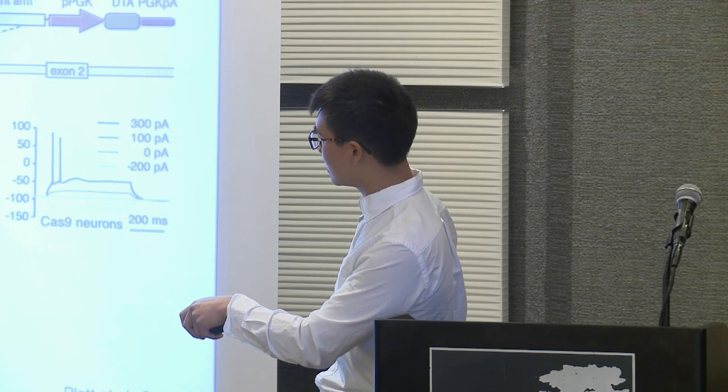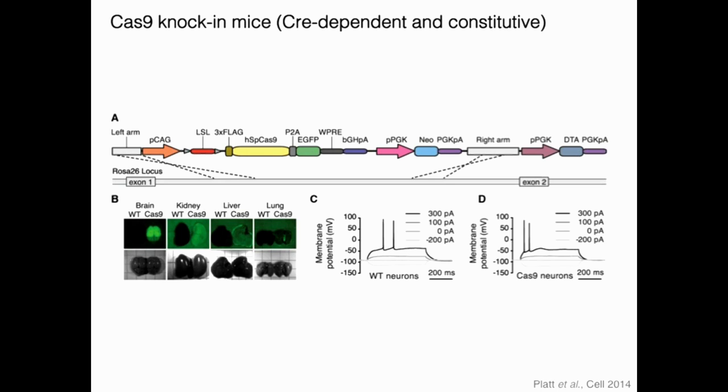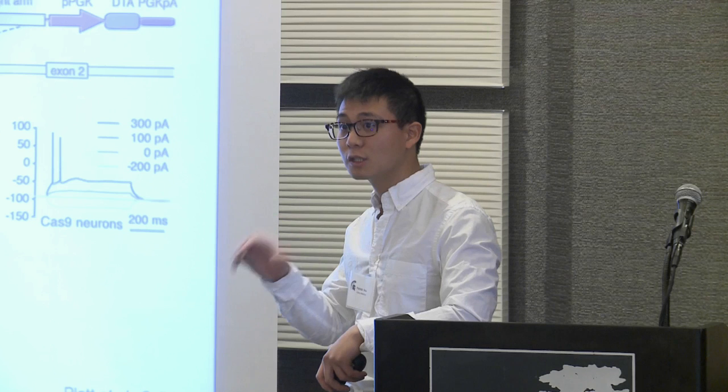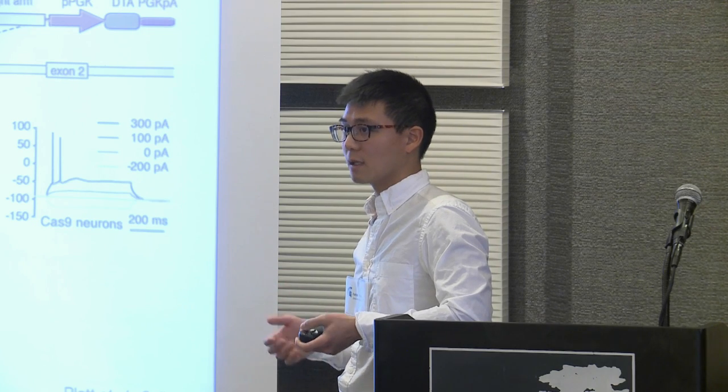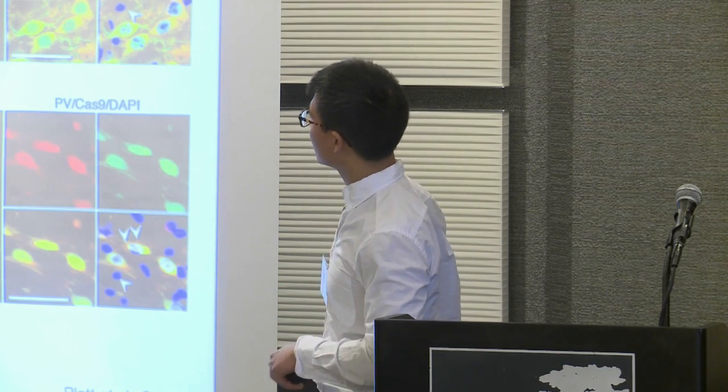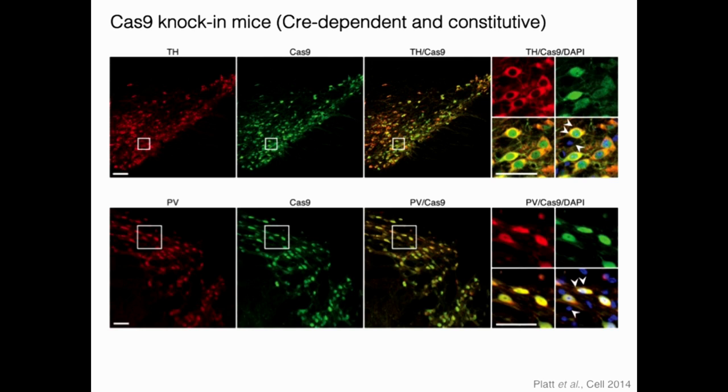Essentially, you see here these wild-type mice and the constitutively expressed Cas9 mice, and only the Cas9-expressing mouse has this EGFP expressed. C and D are panels that show neurons isolated from these mice constitutively expressing Cas9, which typically have very normal electrophysiological signatures. You can also breed these Cre-dependent lines with driver lines for tyrosine hydroxylase as well as parvalbumin. This is a subset of inhibitory interneurons.